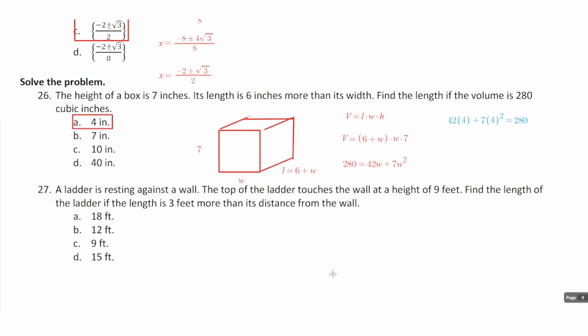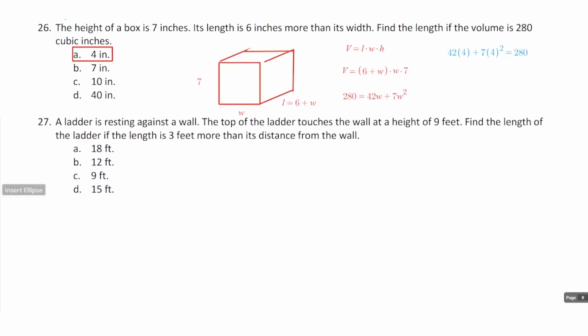Number 27 says a ladder is resting against a wall. So here's your building. Here's a ladder. Okay, so it says the top of the ladder touches the wall at a height of 9 feet. So right here, here's 9 feet. Find the height of the ladder if the length is 3 more than the distance from the wall.